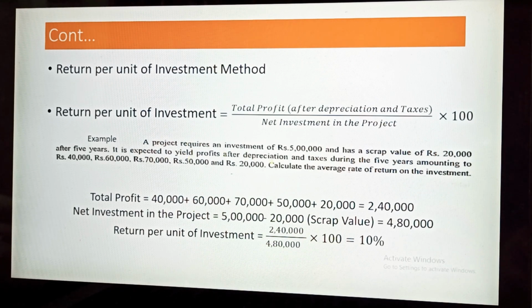A project requires an investment of rupees 5 lakh and has a scrap value. The same thing it is here, so no need to discuss again. So here you have to find the same way total profit, and total profit will become 2,40,000. Net investment, the same way you have to calculate as you have done earlier, 4,80,000. Now you have to put in the formula for return per unit of investment. Here you need not calculate your average profit. Only the total profit after depreciation and taxes is needed. Your profit is 2,40,000 divided by 4,80,000, your net investment, multiplied by 100, and here also you are getting 10% return.